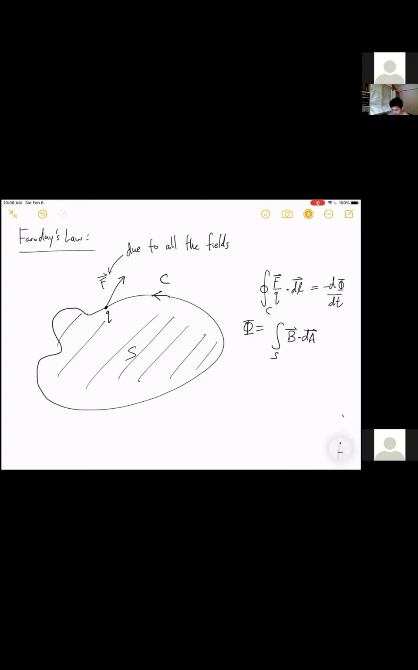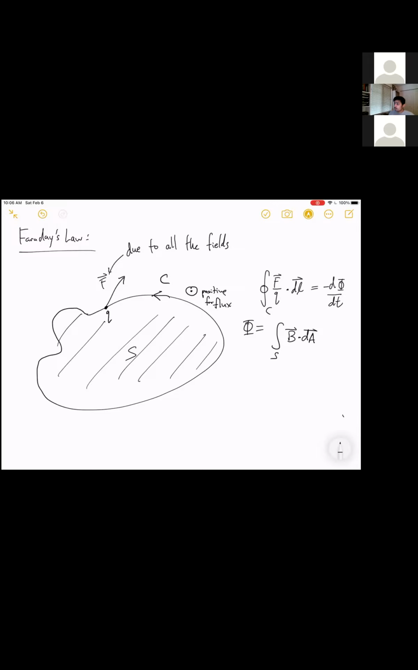What the negative means is that there's a direction. I think the best way to explain it is that you take your loop C, and if it's oriented counterclockwise and you're computing the line integral in that counterclockwise direction, then you should compute the flux with this direction positive for flux. So if the magnetic field B is pointing out of the page, it should be considered positive, B dot dA. If it's pointing into the page, it should be considered negative.